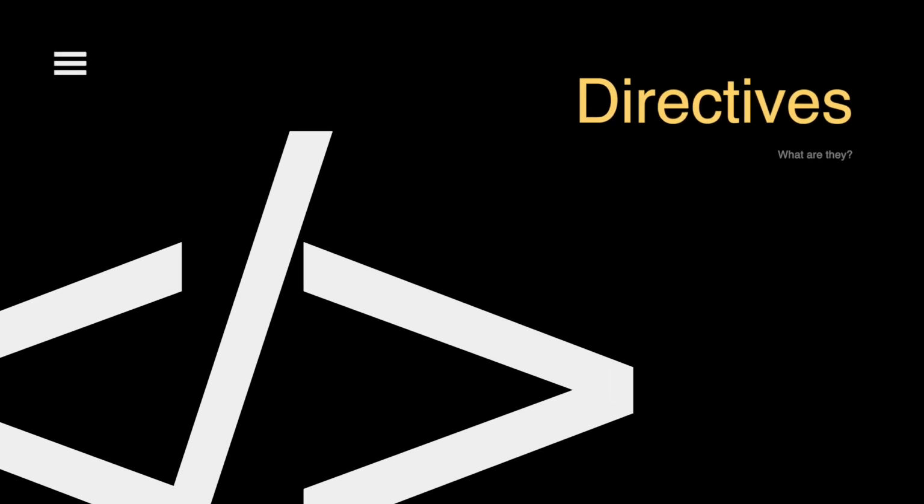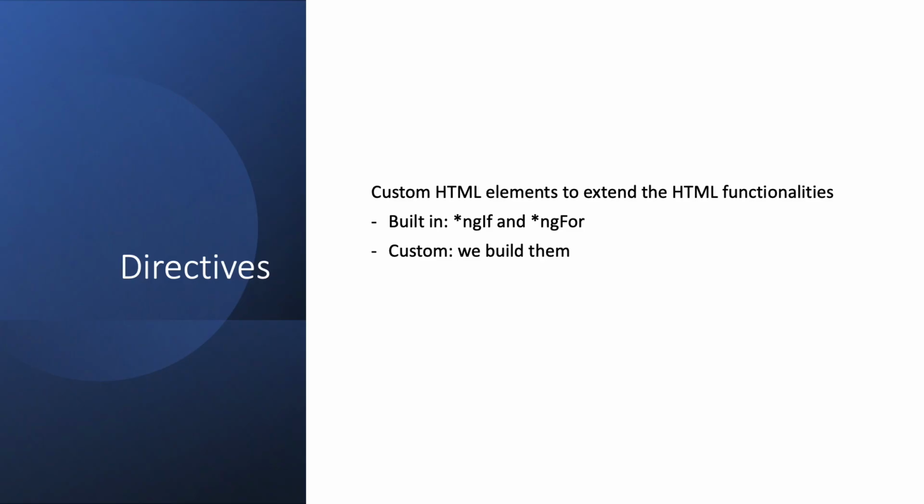So what are directives? Directives are custom HTML elements to extend the HTML functionality that Angular provides for us. So, for example, once we have installed the Angular CLI and all of its libraries, within those libraries we have something called directives, and those directives Angular provides for us to utilize inside our template HTML. And there's two types of directives.